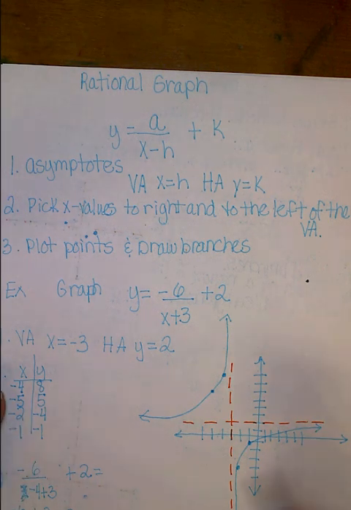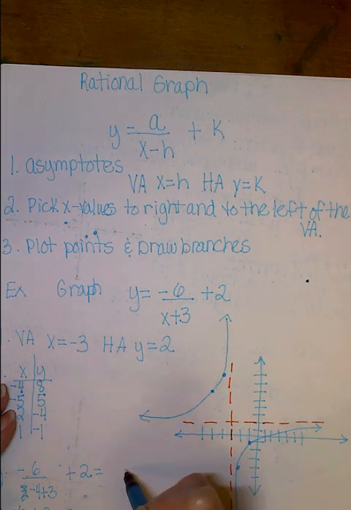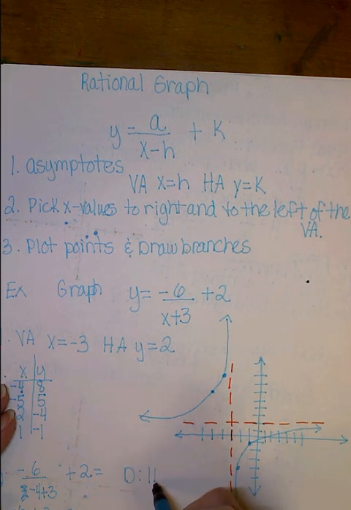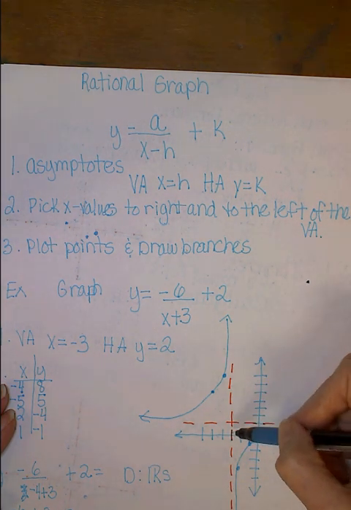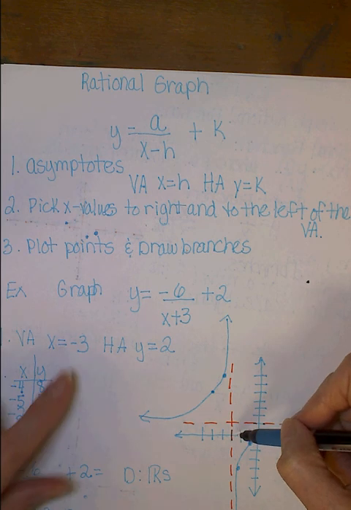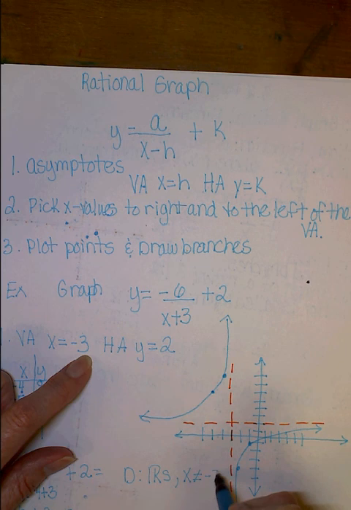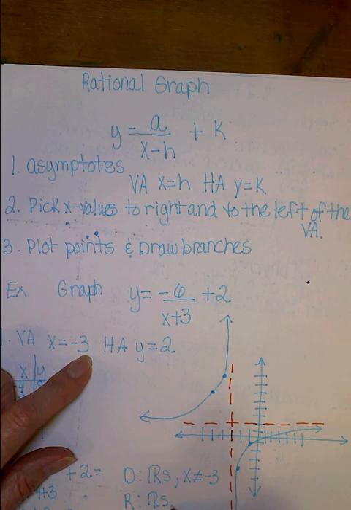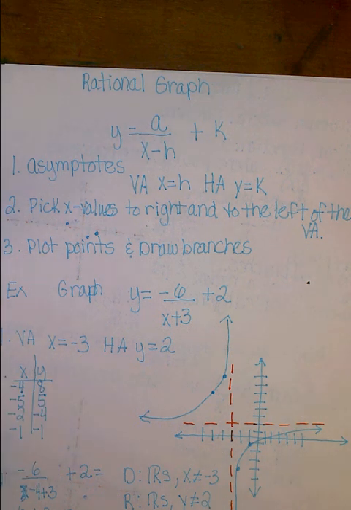Alright, so then we plotted the points and we drew our branches, and we need to do domain and range. So all reals, but you could never use the -3 because that'll make a 0 in the denominator, so x can't be -3. Range: all reals, but y can never equal 2 because that's where the other asymptote is. Okay, that's the end for part 1 of 8.1.